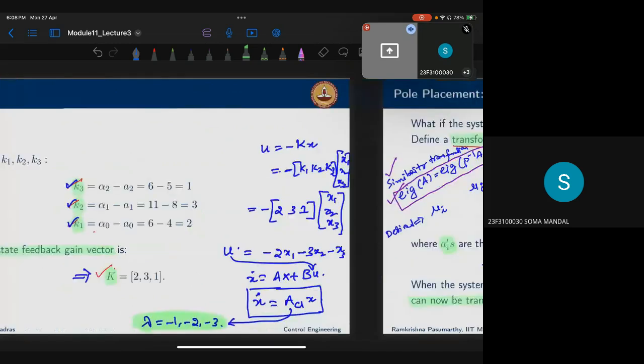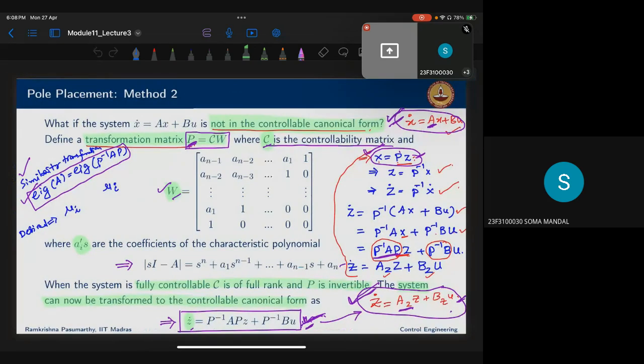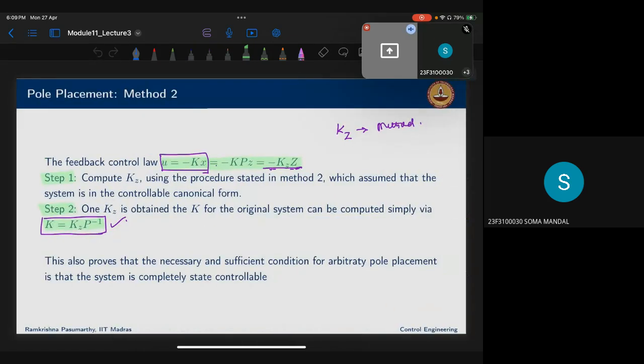So method three. Suppose in the method 2 itself, if x dot is equal to Ax plus Bu is not in the canonical form, what you can do is convert that into canonical form by doing this similarity transformation. With this transformation, you can convert that into canonical form and follow the same procedure, and easily you can find the K matrix. That you can understand easily.